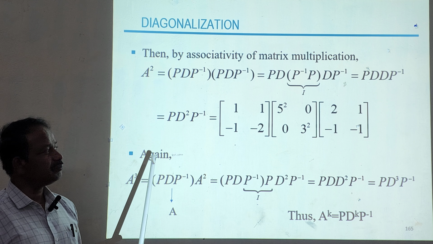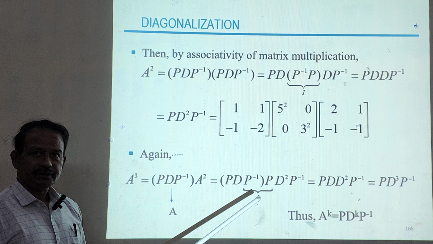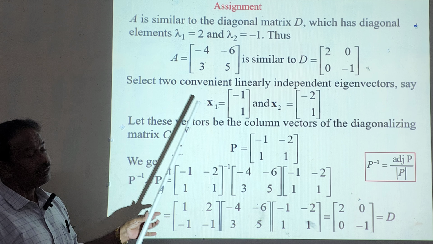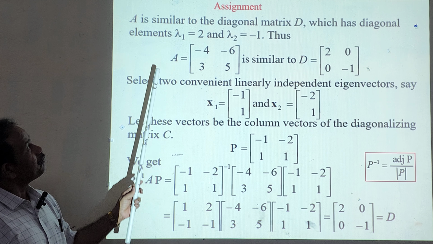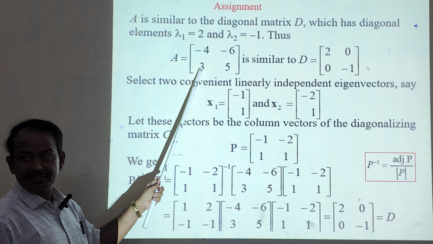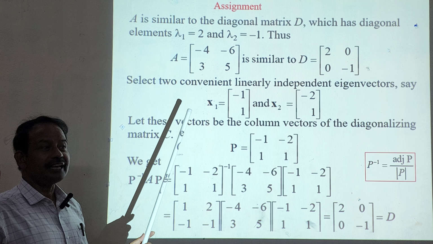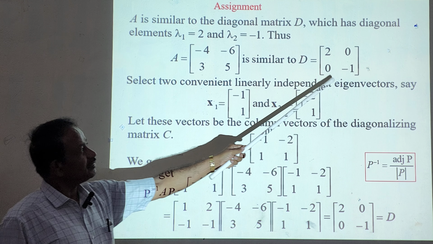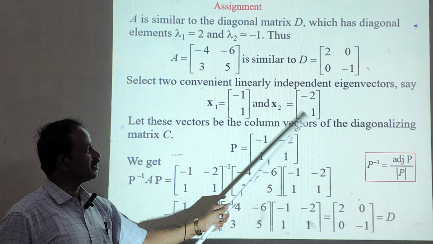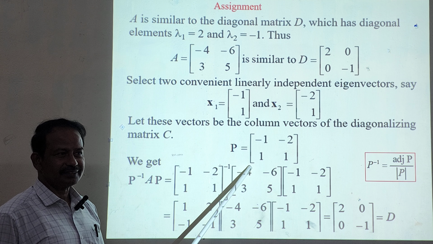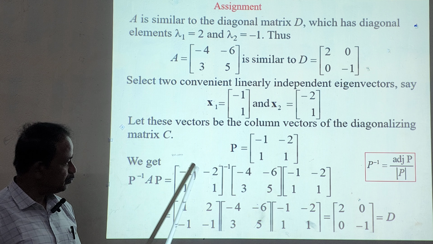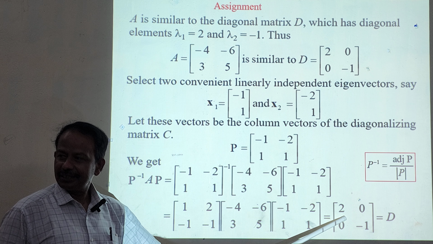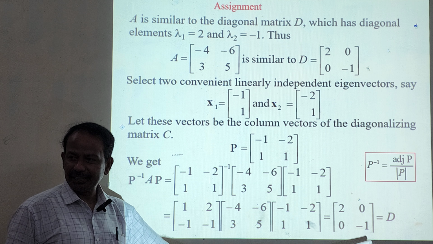Okay. So this is also a very important application of diagonalization. Okay. Last one. So this is your last assignment. See here, A matrix is given. You will have to find out the eigenvalues, eigenvectors, model matrix. You will obtain D here. This is your eigenvectors. This is your model matrix. You will have to find out P inverse A P. P inverse A P will give you the diagonal matrix 2 1 minus 1.